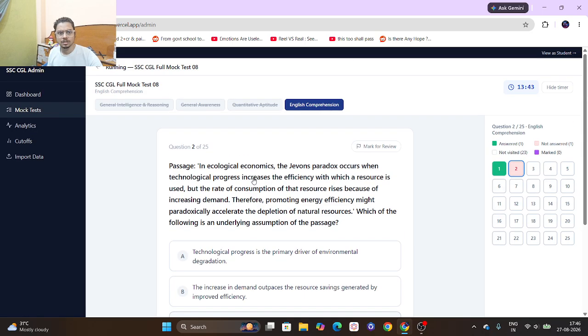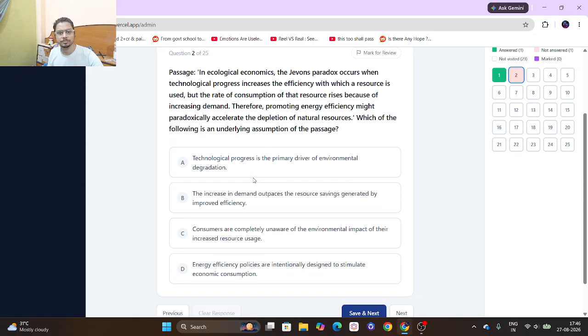Next. In ecological economics, the Jevons paradox occurs when technological progress increases the efficiency with which a resource is used, but the rate of consumption of that resource rises because of increasing demand. Therefore, promoting energy efficiency might paradoxically accelerate the depletion of natural resources. Which of the following is an underlying assumption of the passage?